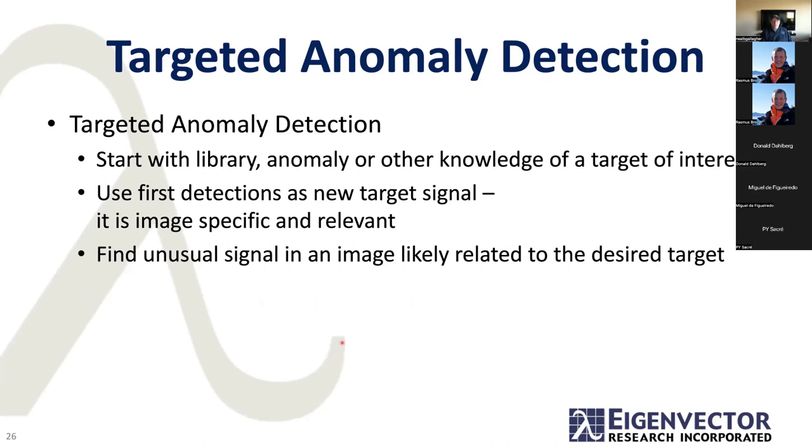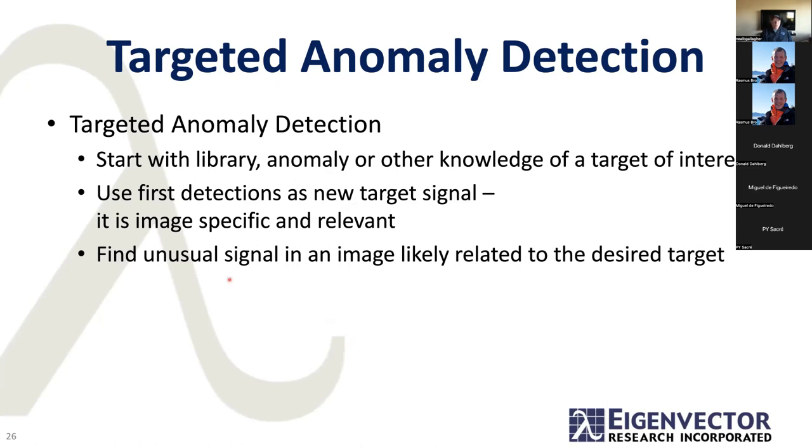So we can start with the library. We take an anomaly or a target of interest or something. And what I mean by this is, imagine that you've got a medical image where somebody's looking at a hyperspectral image of skin, and somebody identifies, aha, that really is melanoma. Well, now I've got an image that's specific to me. I have all this clutter. I've got the target signal that's specific to me. And now I can use this approach to find the melanoma all over in this image, anywhere on my skin. So we're going to use the first couple of detections as the new target signal, and we do that iteration procedure to change our weighting matrix so we enhance our sensitivity.